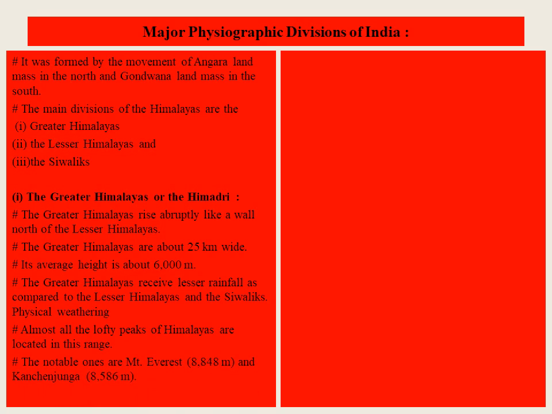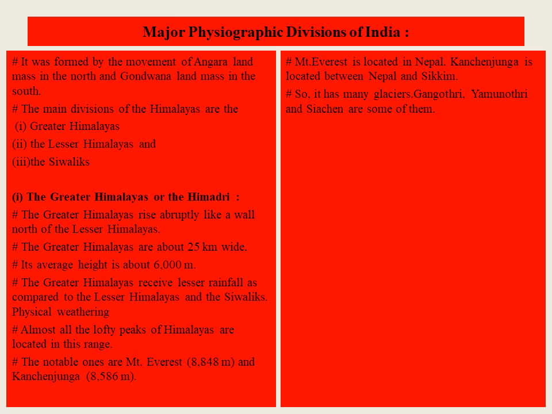The notable ones are Mount Everest, 8,848 meters, and Kanchenjunga, 8,586 meters. Mount Everest is located in Nepal and Kanchenjunga is located between Nepal and Sikkim. This range is the most continuous of all ranges. It is a region of permanent snow cover. So there are many glaciers; Gangotri, Yamunotri and Siachen are some of them.